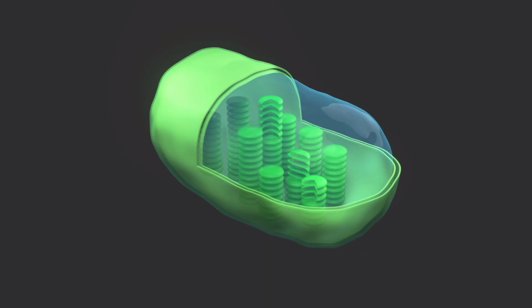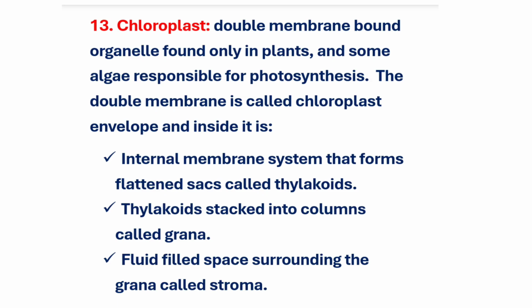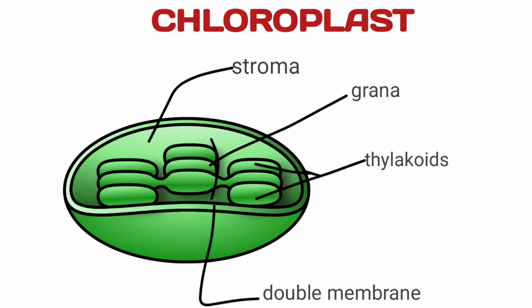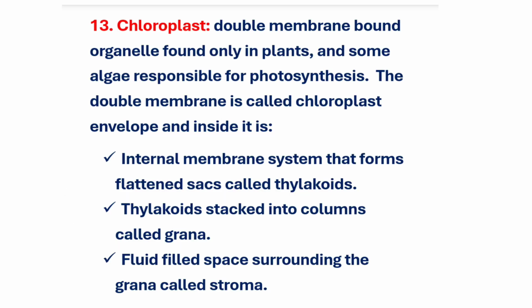Thylakoids are often stacked in columns called grana, which are interconnected by a network of membranes. The fluid-filled space surrounding the grana is called the stroma. It contains enzymes, DNA, ribosomes, and starch grains, and is the site for the light-independent reactions, that's the Calvin cycle. Functions.